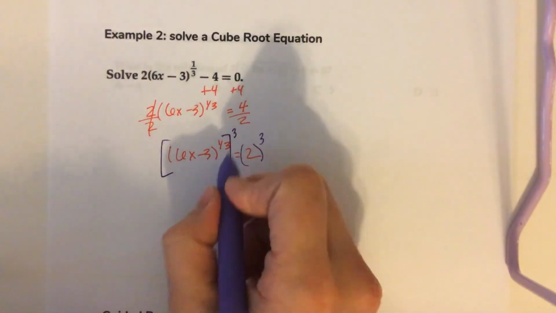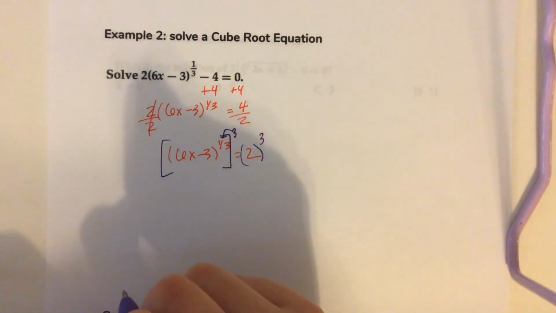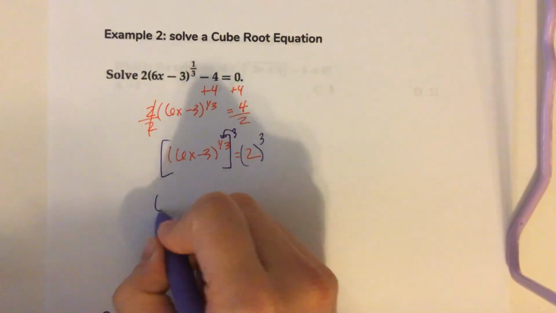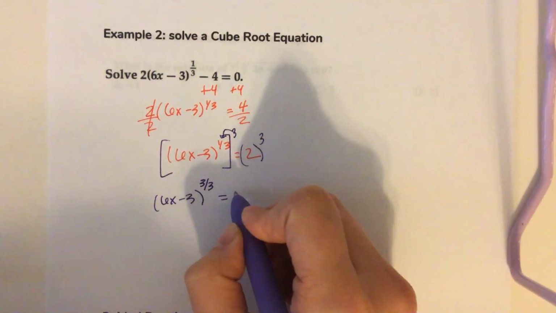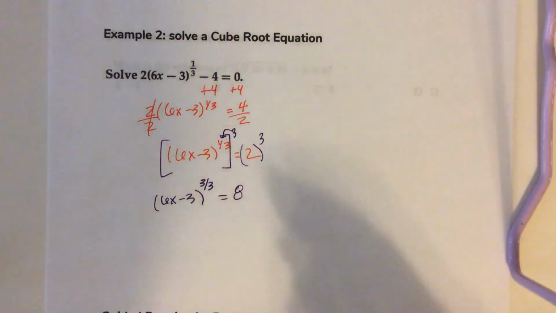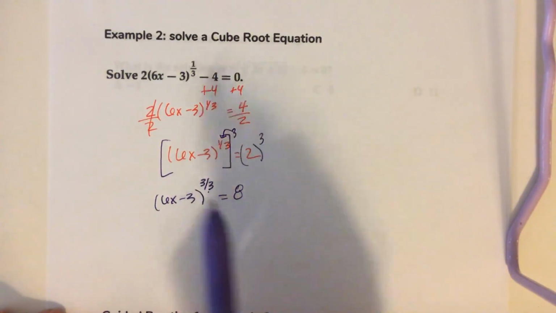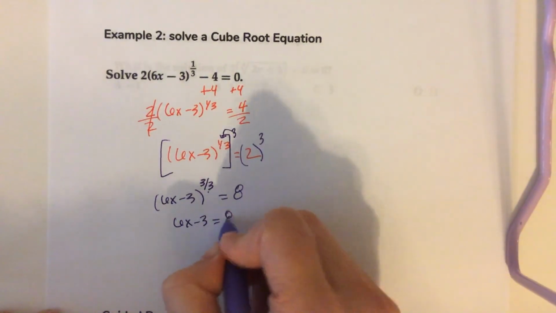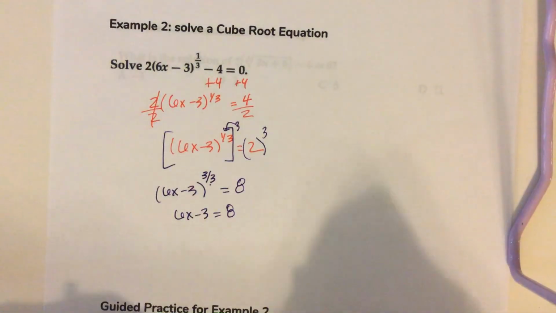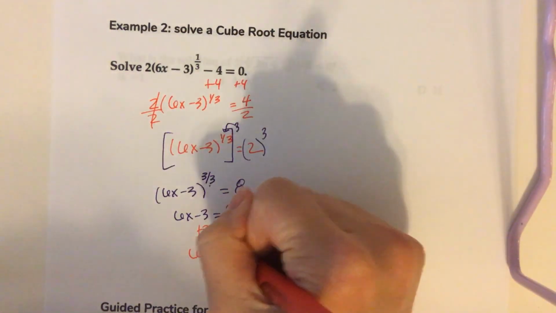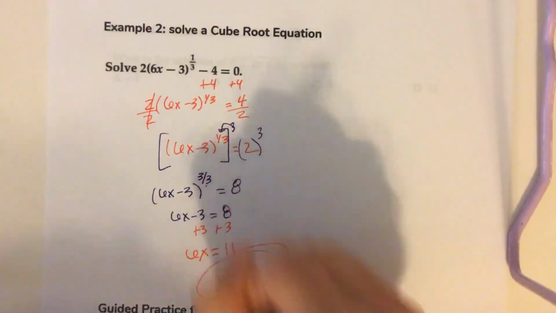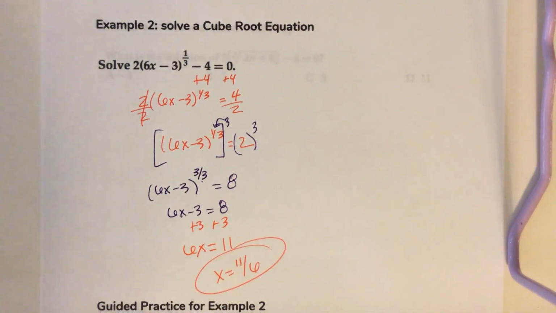So then looking at this here, I can bring that exponent into my inside exponent. So this becomes 6x minus 3 is equal to 3 over 3 for that exponent. 2 cubed is 8. Well, this 3 over 3 is just 1. So this is really just 6x minus 3 equals 8. And now it's just turned into a 2-step equation. So I'm going to add 3. 8 plus 3 is 11. X equals 11 over 6. Just solving that equation, add 3, divide by 6, x equals 11 over 6.